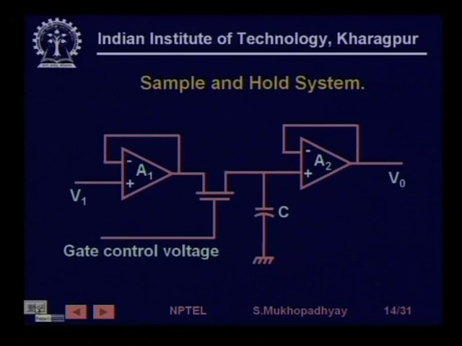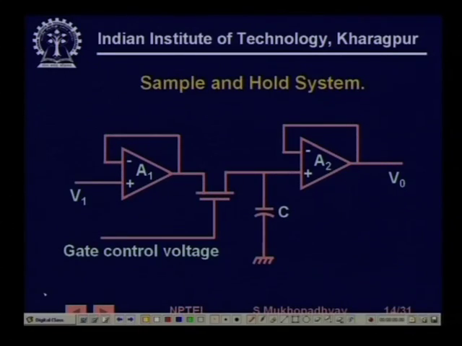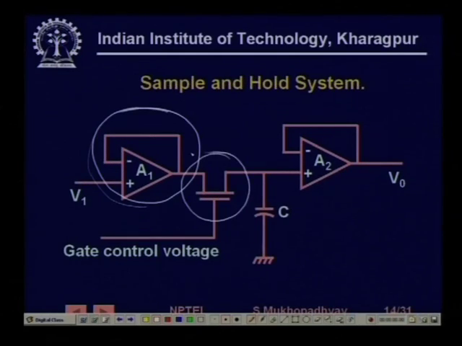For example, you can see that you have two amplifiers. This is nothing but a buffer. So, whenever you turn this switch on, this is an electronic switch, a MOS, these two points are connected. This is a unity gain buffer.